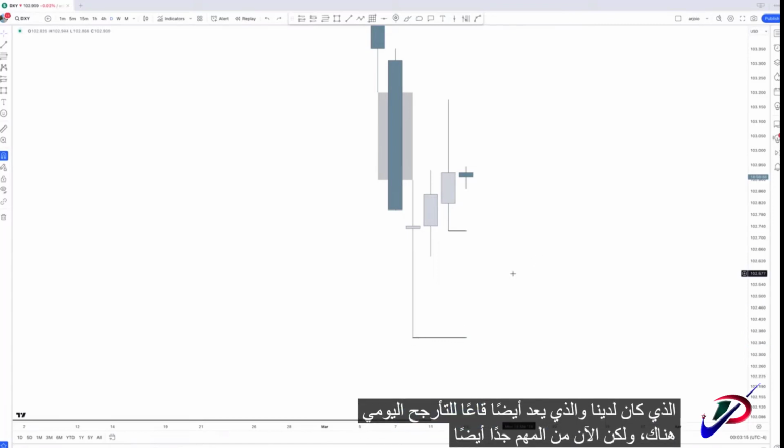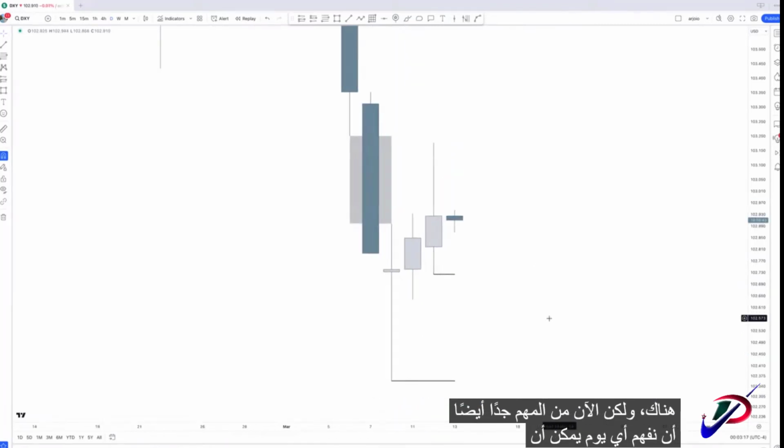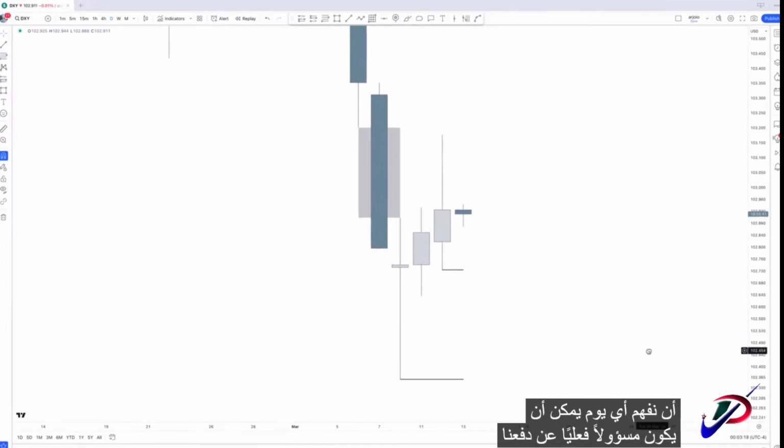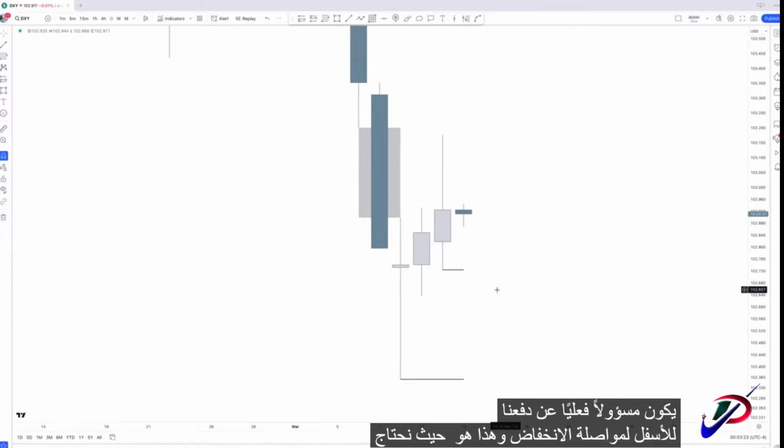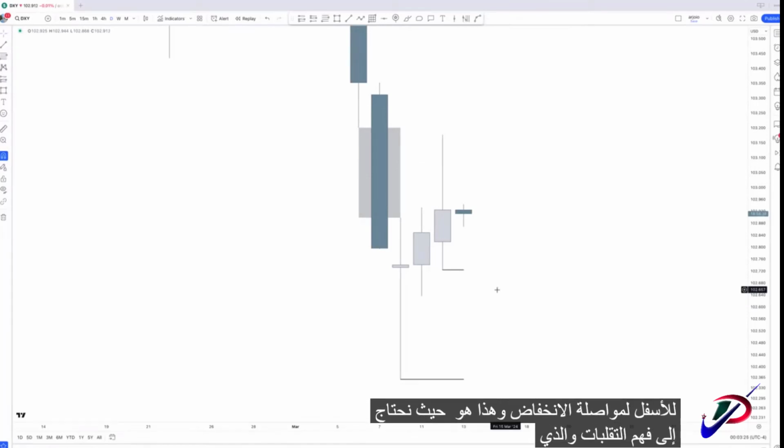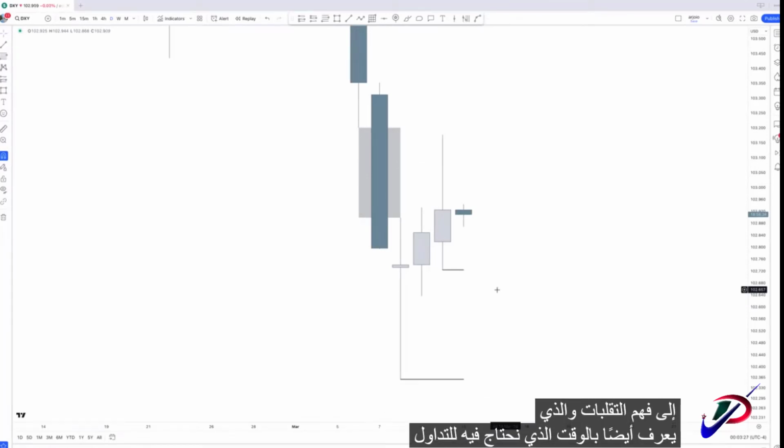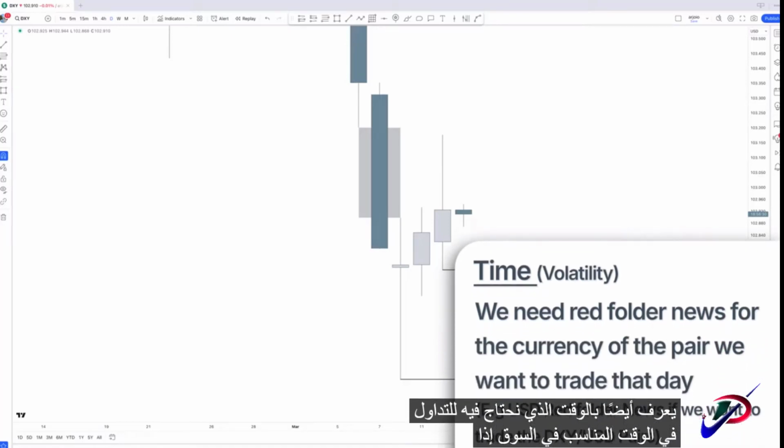But now it's also quite important to understand which day can actually be responsible for us to push lower, to continue lower. And that is where we need to understand volatility, which is also known as time. We need to trade at the right time in the market.